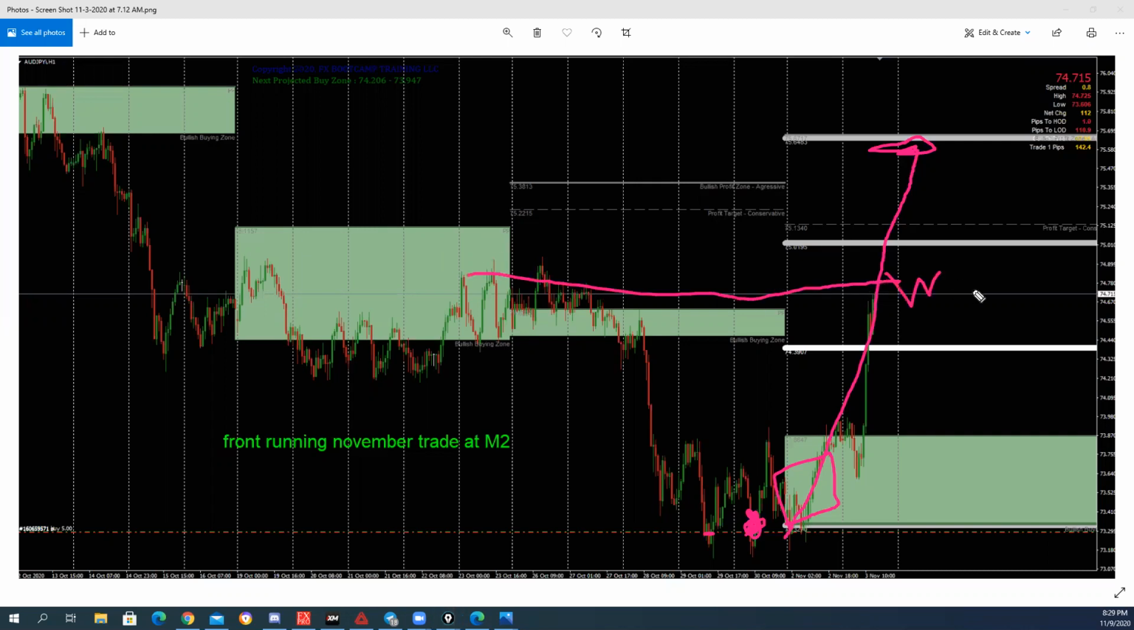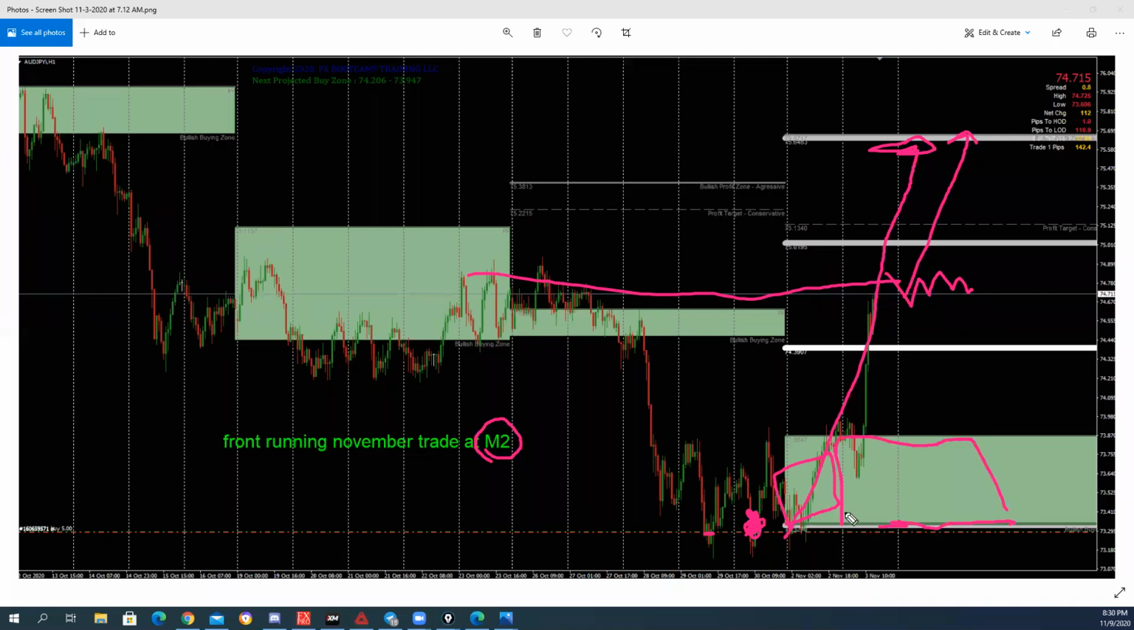I closed out prematurely on both assets because it was the election, and the election ended up drawn out. I have reasons why I ended up closing, but nevertheless it ended up in the area which I intended. So I made two plays, same play, front running November's trade at M2. This big gray one here is M2, and this is a weekly sell price.